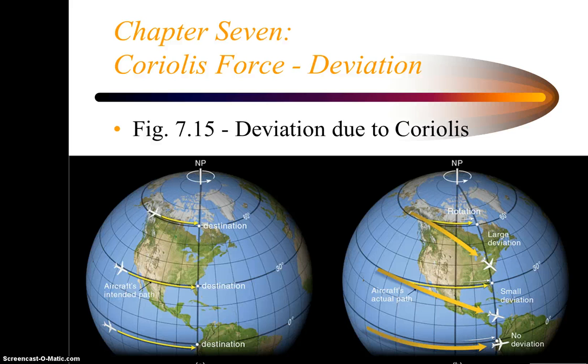This obviously becomes important in aviation, whether you're flying a commercial or military aircraft or even launching a missile. You want that object to go where you want it to go, to land at the airport you want it to. So in aviation, Coriolis has to be taken into account when the route of travel is determined.